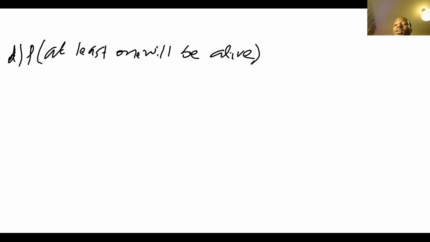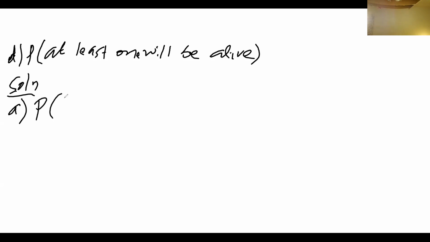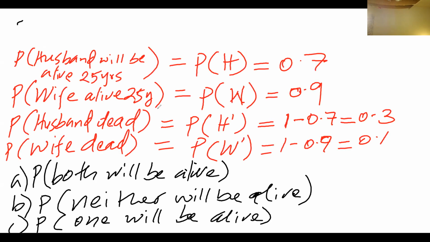So let's start with the probability that both will be alive. Solution A: the probability that both will be alive is the probability that the wife is alive and the probability that the husband is alive. Remember, I'm saying and.